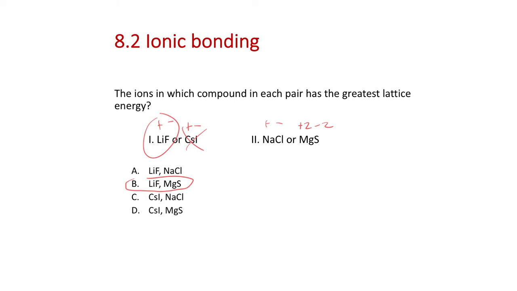And then NaCl versus MgS, being greater in charge for magnesium 2+, sulfur 2−. I don't even need to think about the size difference between the ions. It's really just the charge difference that plays the big role here. So being double for each of the ions in terms of their charges would make the lattice energy of MgS about a factor of 4 higher than NaCl.